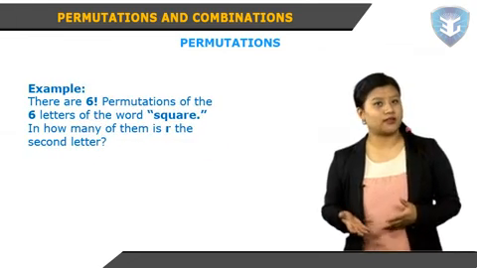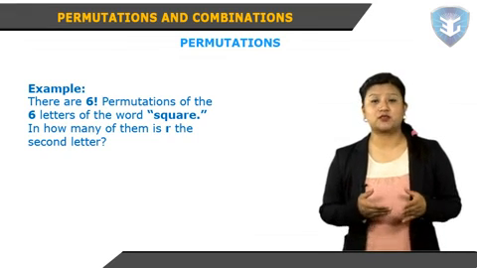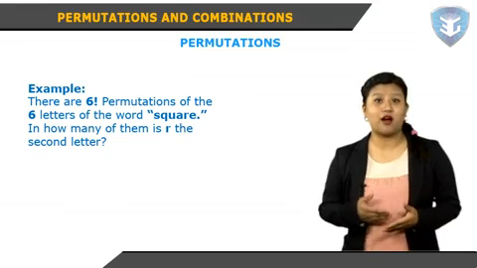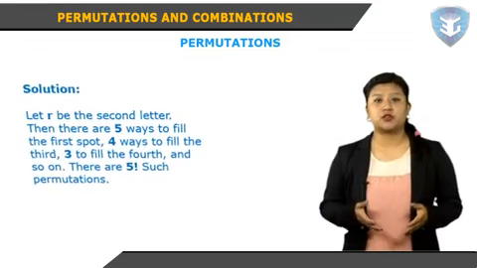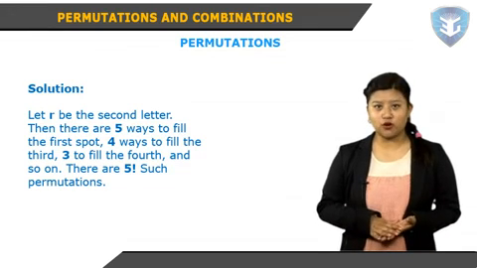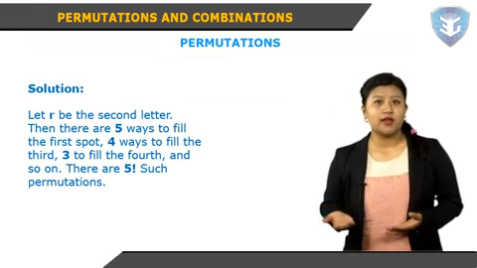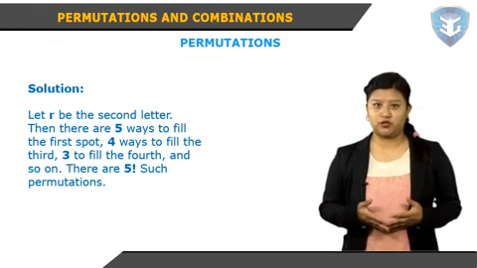Let us look at another example. There are 6 factorial permutations of the 6 letters of the word SQUARE. In how many of them is R the second letter? Solution: let R be the second letter. Then there are 5 ways to fill the first spot, 4 ways to fill the third, 3 ways to fill the fourth, and so on. There are 5 factorial such permutations.